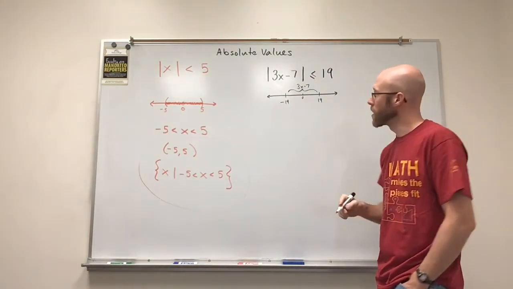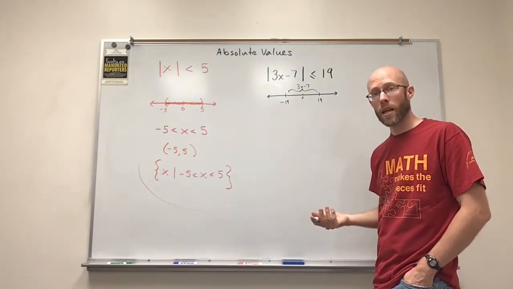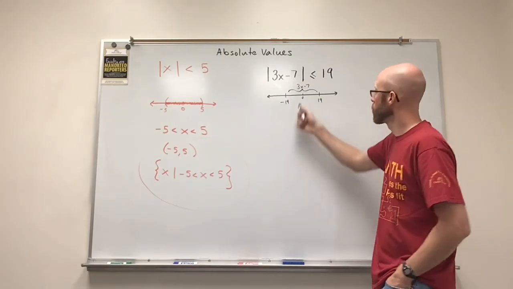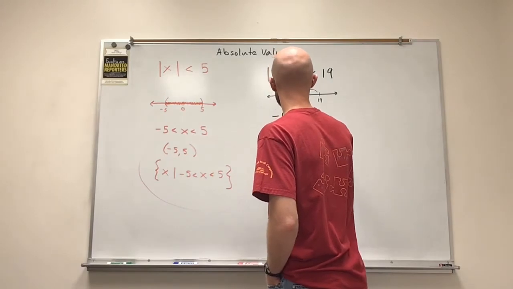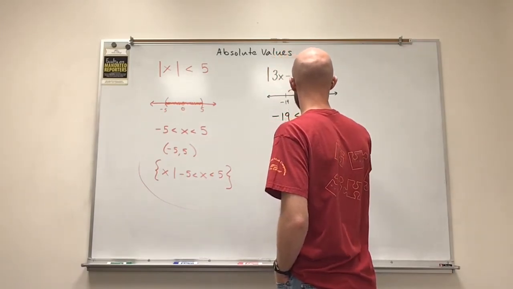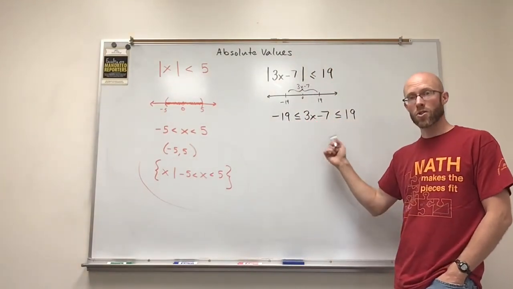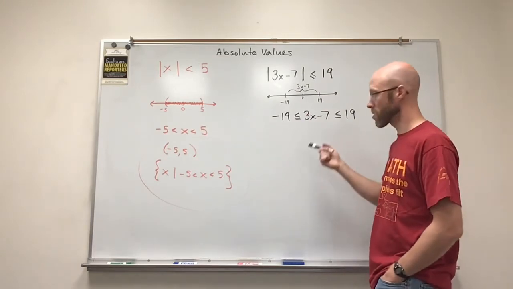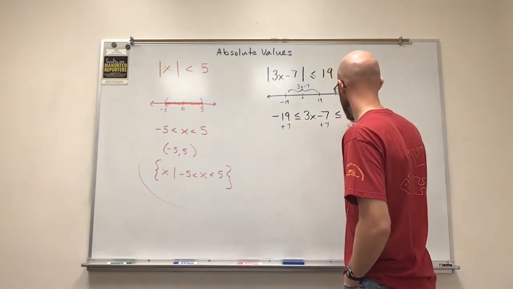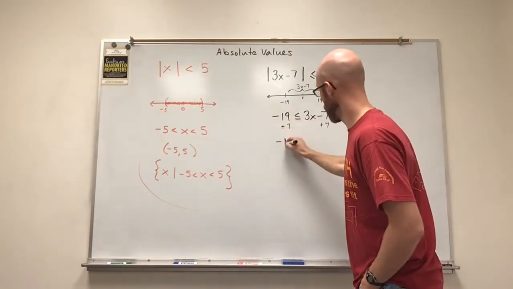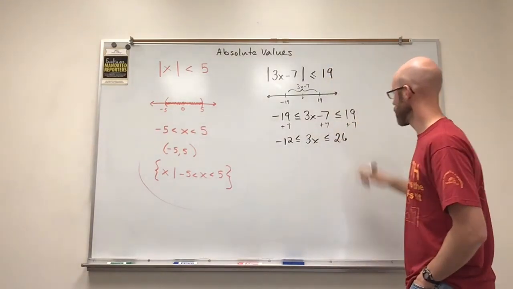value. And so if I were to rewrite this in a form that I could then solve, it would be a 3-part inequality with the 3x minus 7 in the middle. So it would look like negative 19 is less than or equal to 3x minus 7 is less than or equal to 19. Then I could solve this 3-part inequality, just like we did in a previous video, just add the 7, but I have to do that to all 3 parts. So I get negative 12 is less than or equal to 3x, which is less than or equal to 26.